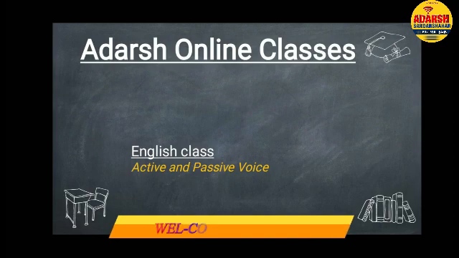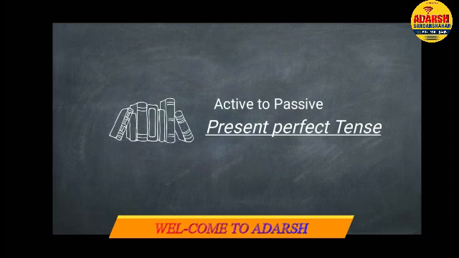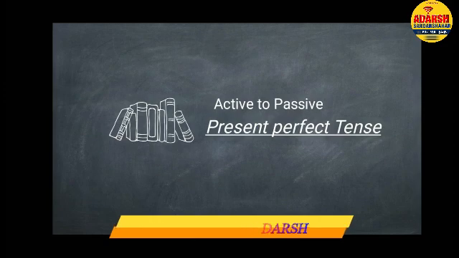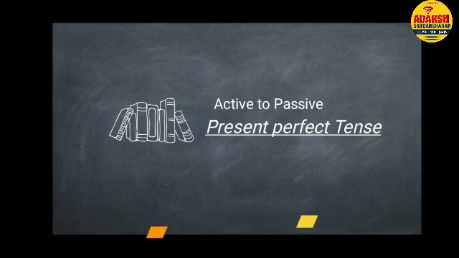This video is the fifth part in the series on active and passive. In this video, we are going to learn how to convert any simple active voice sentence of present perfect tense into passive voice. Up to now, we have learned how to convert any active sentence of present continuous tense and present simple tense. And in this video, we are going to complete our present tense with present perfect tense. So let's start it.